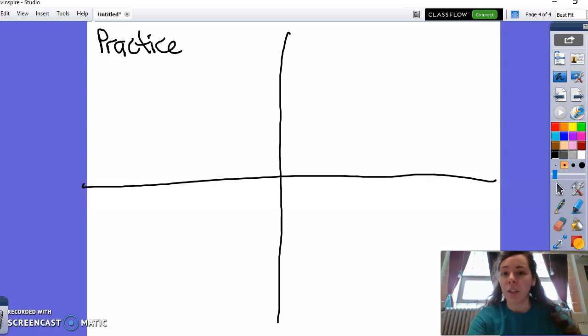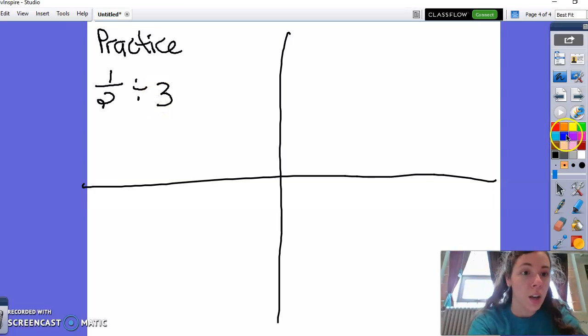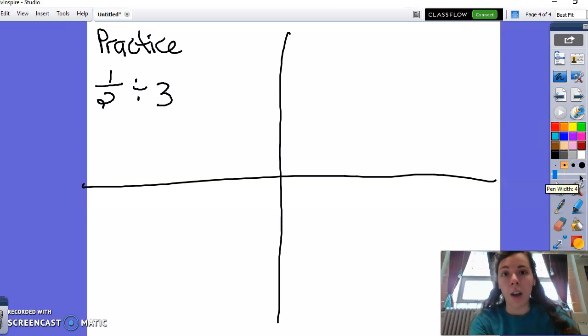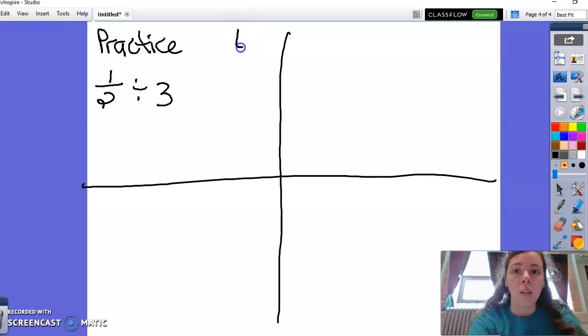Okay, let's try doing exactly what we just did, but with different numbers. Let's try doing 1/2 divided by 3. Very similar to what we just did, so this should be okay. I'm going to use a different color so that you can see. You, of course, will be still using your pencils. But let's do our rule here. I'm going to write that at the top of the page, actually. Leave it, change it, flip it.